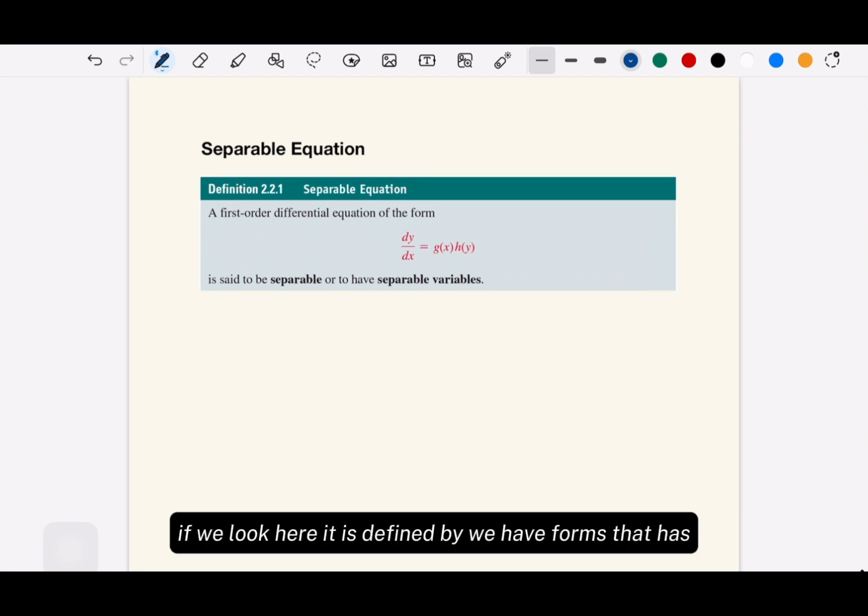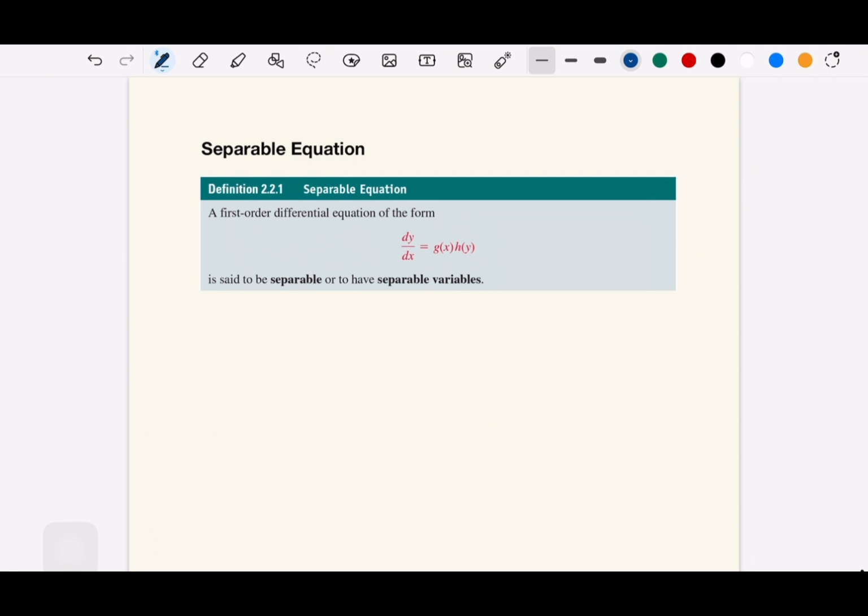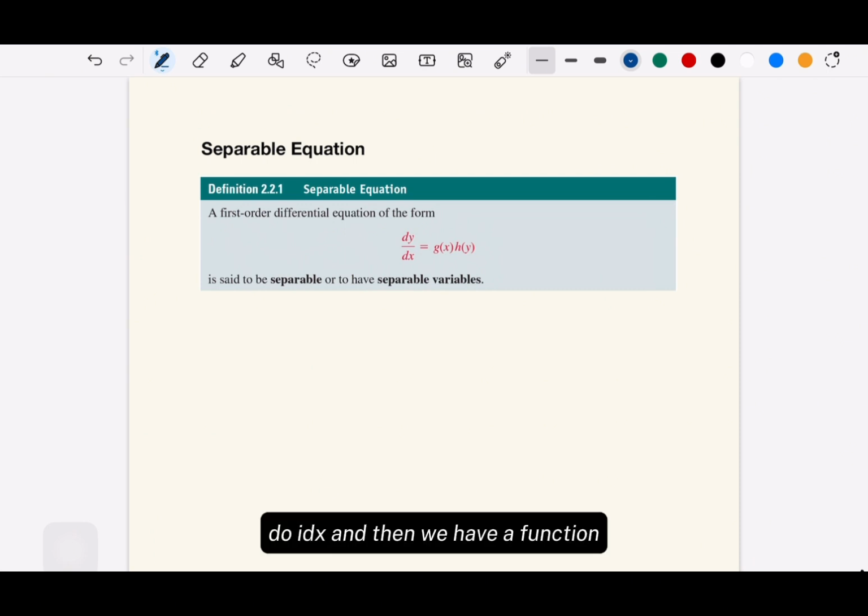If we look here, it is defined by if we have forms that has dy dx, and then we have a function of x and function of y, just multiply like this. Or if we have complicated functions and we can separate the functions, become two, okay? Function of x and function of y. Then this is what we call the separable. So we could separate the variable x and variable y.